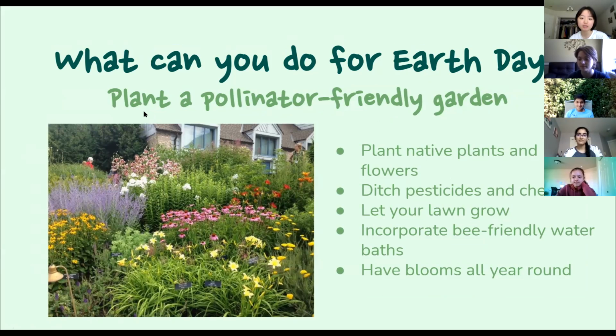Something else that you could do is plant a pollinator-friendly garden. This would mean planting native plants and flowers rather than invasive species in your gardens. Ditch pesticides, chemicals, and toxic fertilizers in your garden, and opt for more natural fertilizers like eggshells and any vegetation waste that you have. Let your lawn grow and avoid over-trimming it. Incorporate bee-friendly water baths, which could be really pretty, and have blooms all year round.